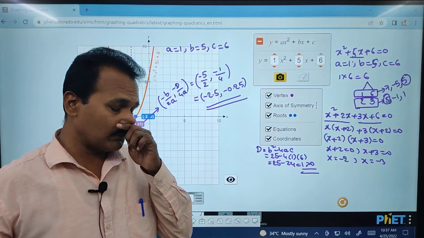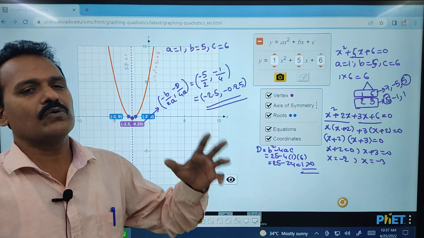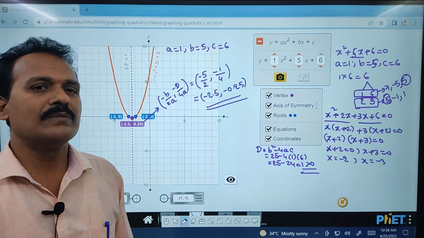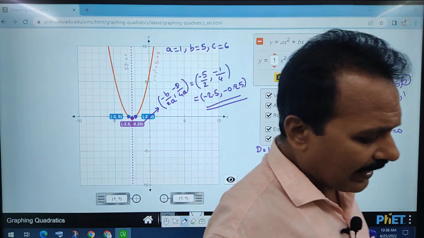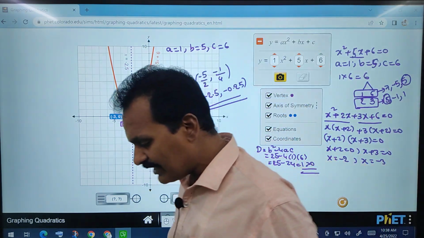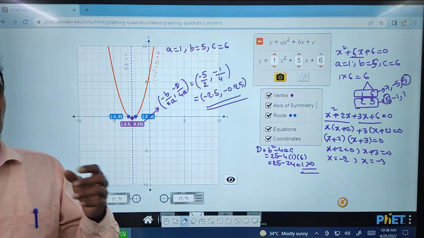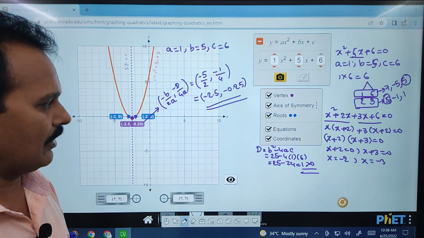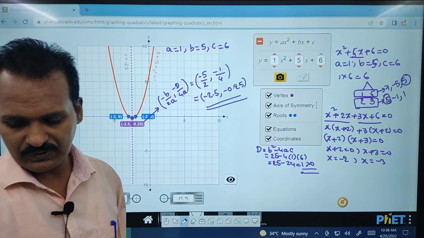If b square minus 4ac is equal to 0, roots are real and equal. If b square minus 4ac is greater than 0, roots are real and distinct. And if b square minus 4ac is less than 0, we can say there are no real roots, or imaginary roots.